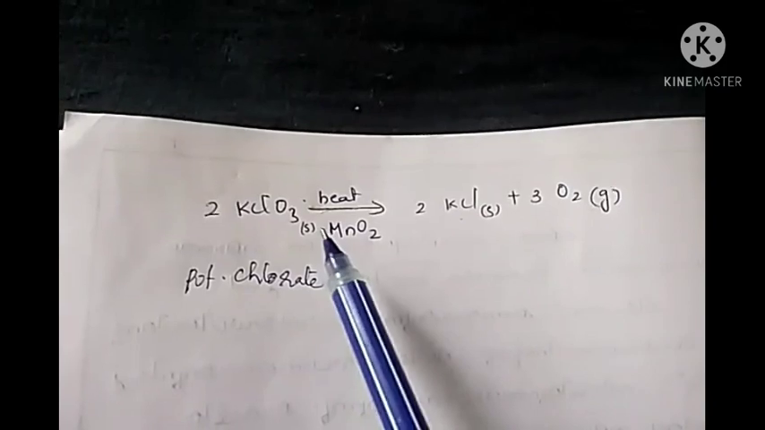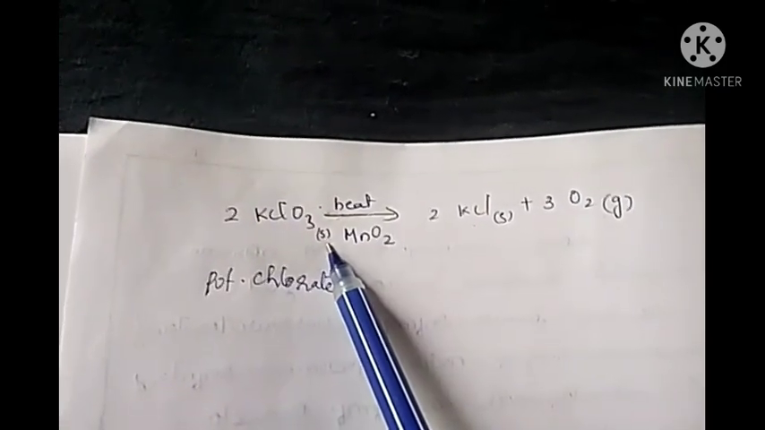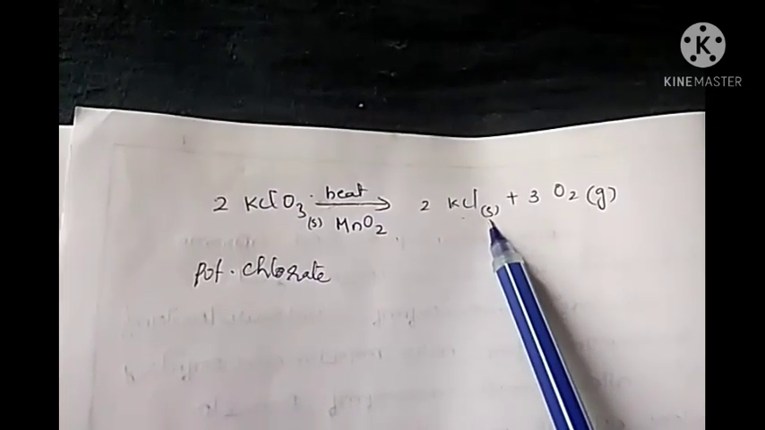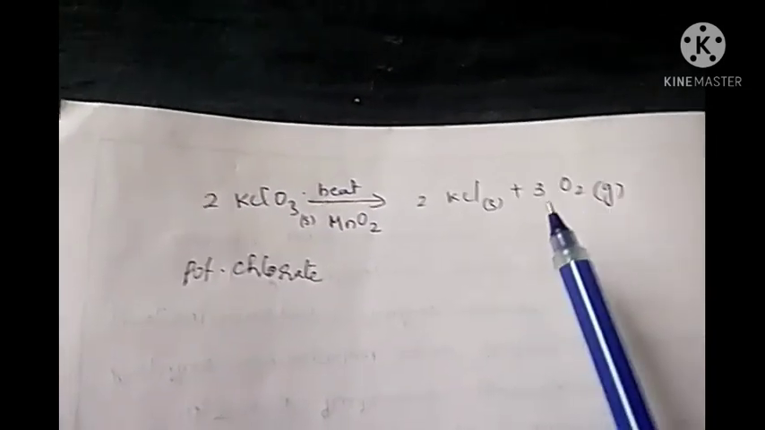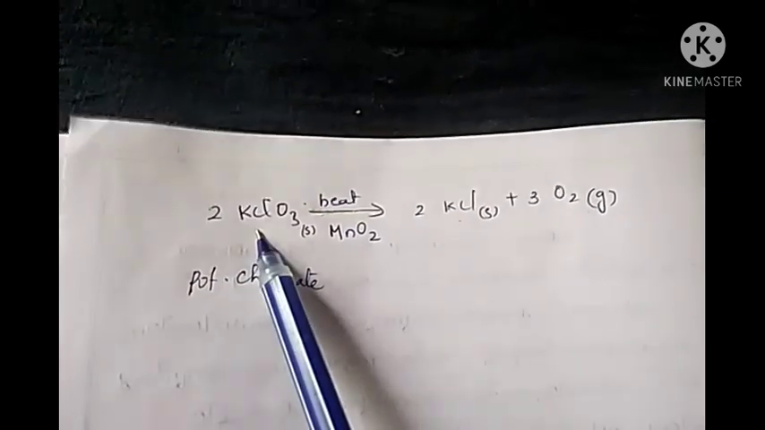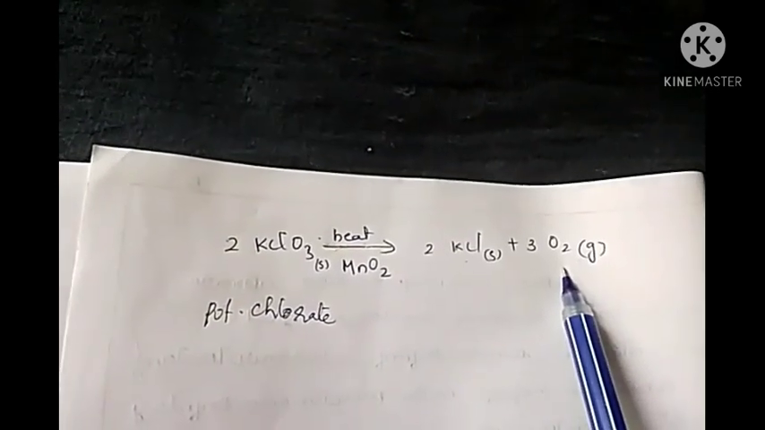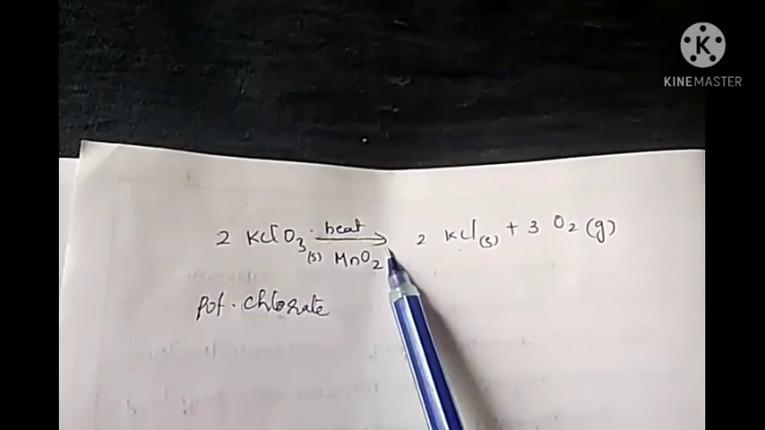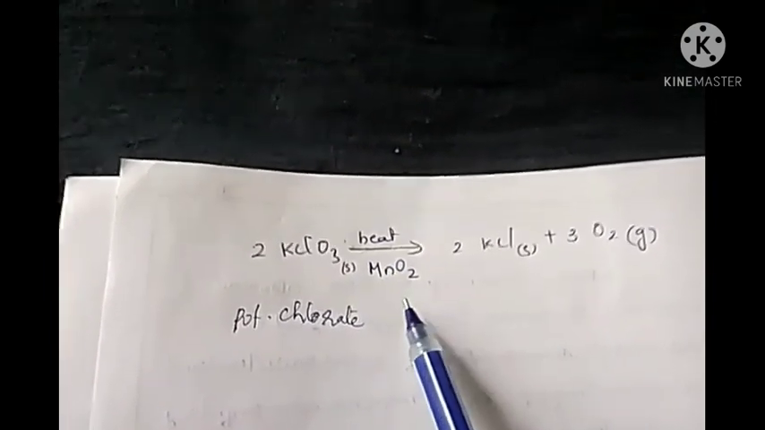Then third one, the physical state of the reactants and product. Potassium chlorate is in solid state, potassium chloride also in solid state, and oxygen is in gaseous state. Then the next information we are getting is potassium chlorate on heating. It is changing into potassium chloride and oxygen. So this reaction is an endothermic reaction. We have to heat that reaction. So this is an endothermic reaction.